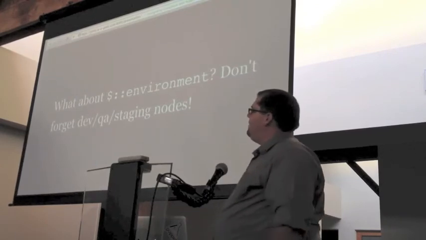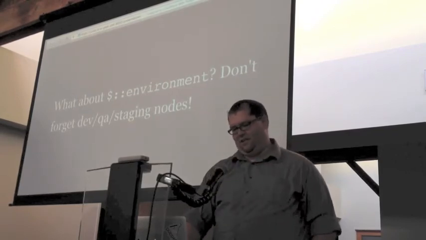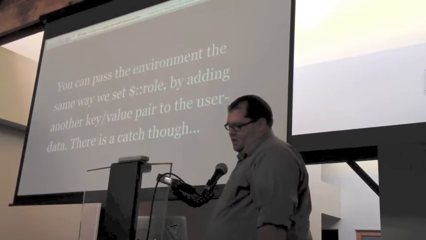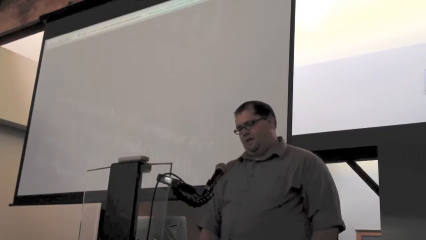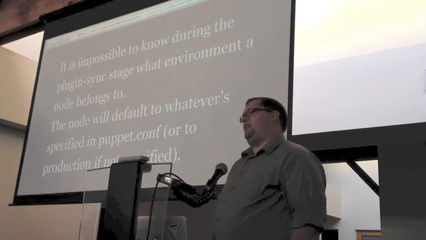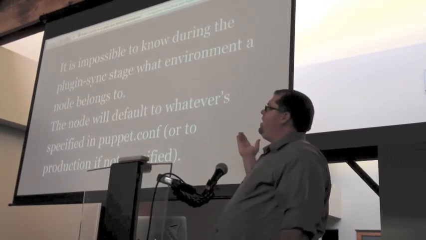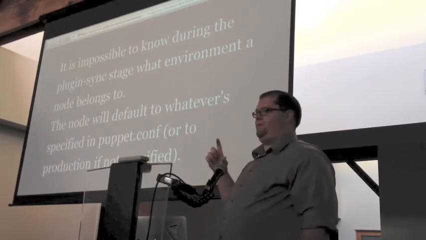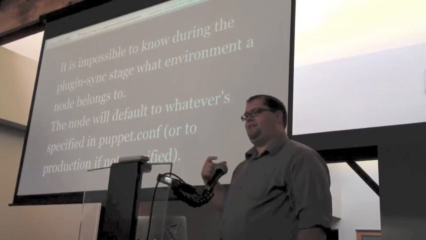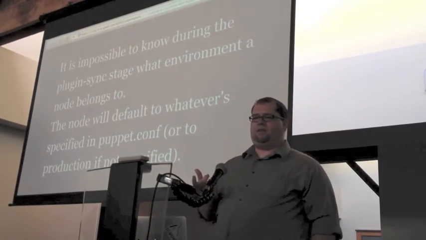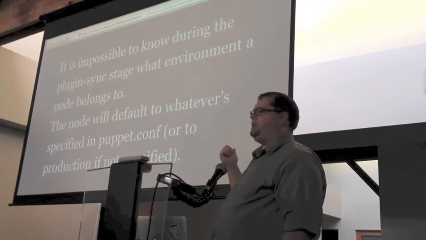So you can also set a node's environment in a similar fashion. There's a kind of a catch, though, and they kind of hinted at it earlier. When you set the environment via the user data, it's kind of a chicken and egg scenario. The first thing Puppet does when it runs is, if you have plugin sync enabled, which you would have to do for my particular implementation of the custom fact for the user data, when it's connecting to sync over the custom fact, it doesn't know what environment that node belongs to, so it's going to default to whatever's specified in puppet.conf. And if you don't have anything specified there, it'll default to production.